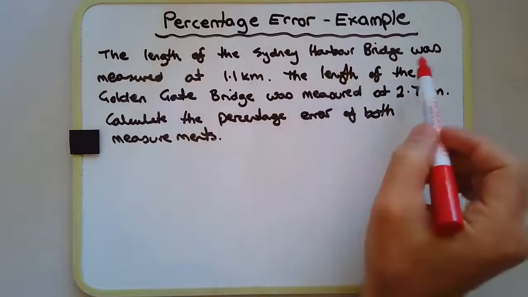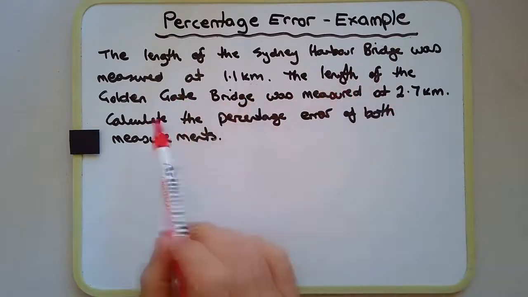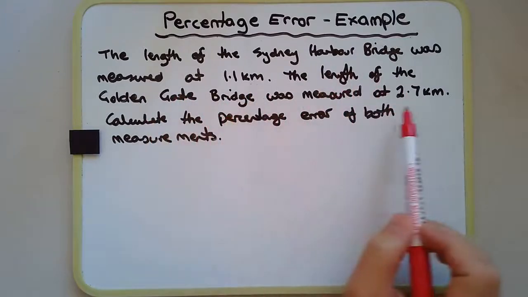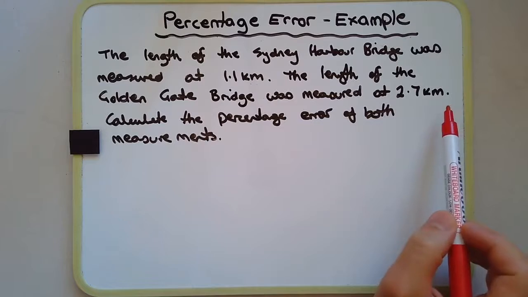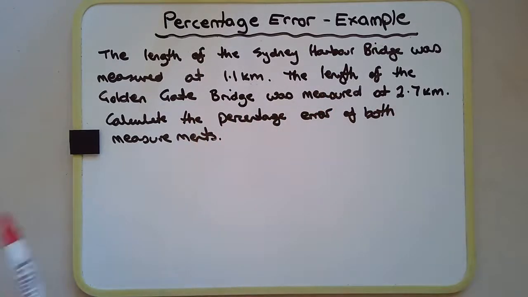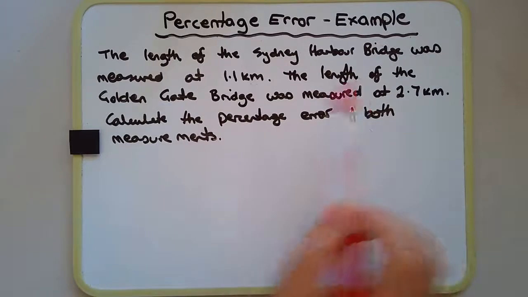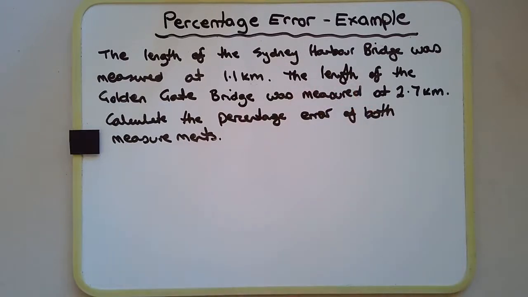So the length of the Sydney Harbour Bridge was measured at 1.1 kilometres. The length of the Golden Gate Bridge, which is in San Francisco, was measured at 2.7 kilometres. Calculate the percentage error of both measurements. Both of these bridges were measured using the same measuring instrument.